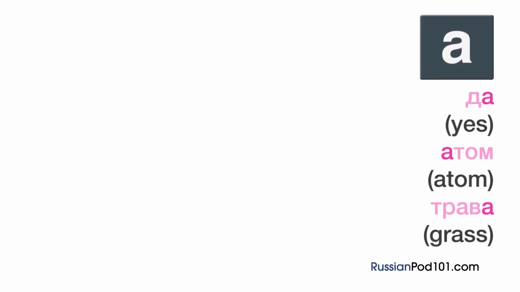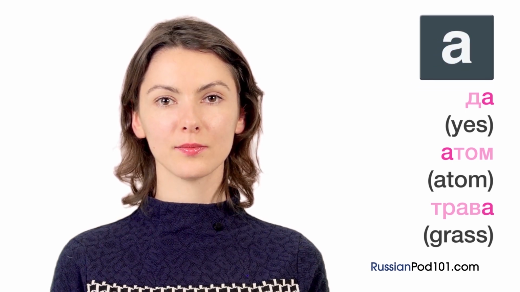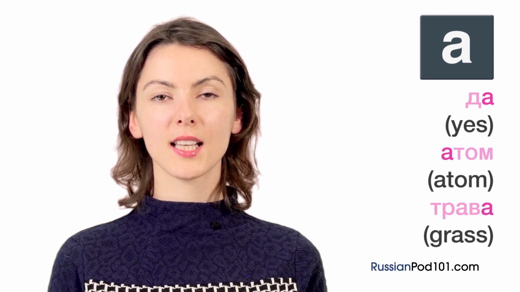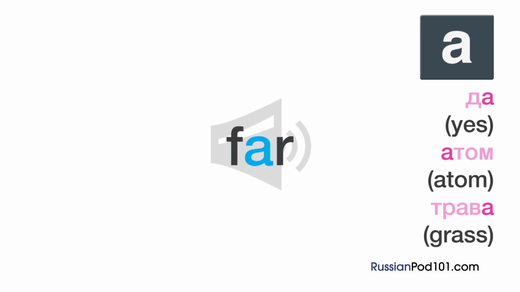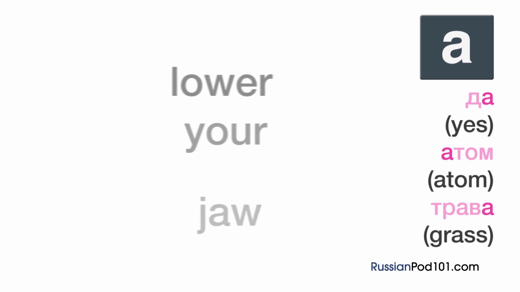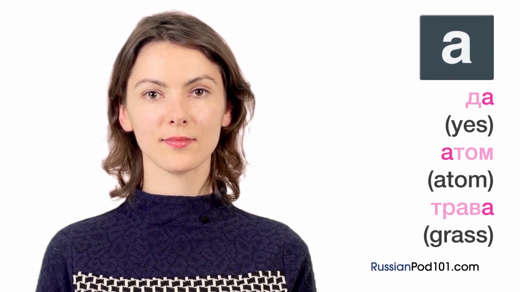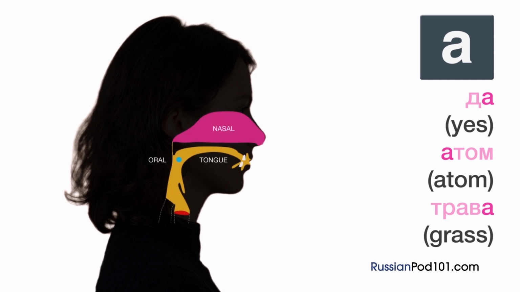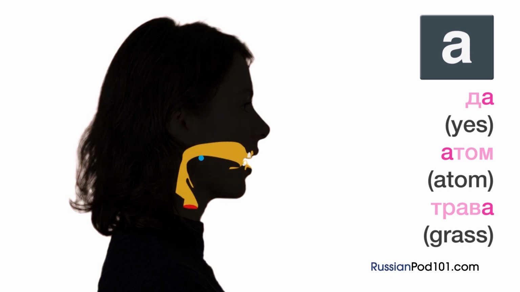The first vowel is А. Да. Атом. Трава. This vowel sound is identical to the A in far. Be sure to lower your jaw and allow the mouth to open completely. А.